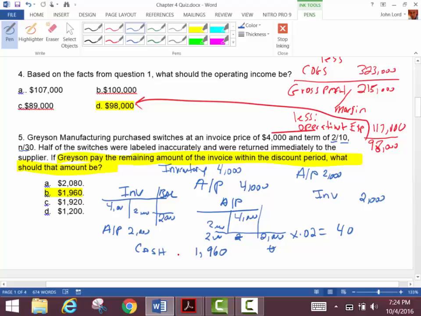I have to credit something for 40, don't I? Good. I'm going to credit the inventory for 40, and when I credit the inventory for 40, it comes down to 1,960. How much did I pay for it? 1,960. Don't you love accounting? Isn't it beautiful? Right? So it always works out, doesn't it?